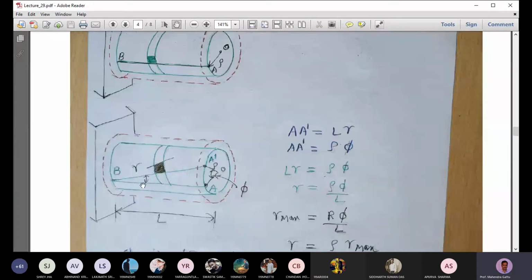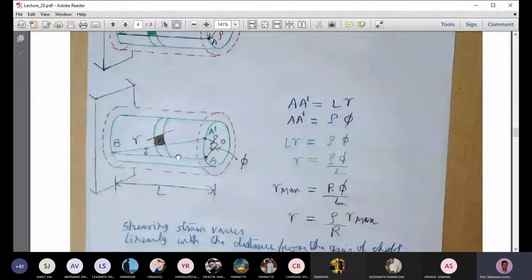So the line will rotate by an angle gamma. The point A initially was here, then due to the twisting, it goes to a point A prime, and the arc A A prime subtends an angle of phi at the center, and AB has rotated by an amount gamma, and now it has become A prime B. This gamma is a very small quantity, expressed in radians. So what you can say is that tan gamma is approximately gamma. Now, what will happen to the shaded area?